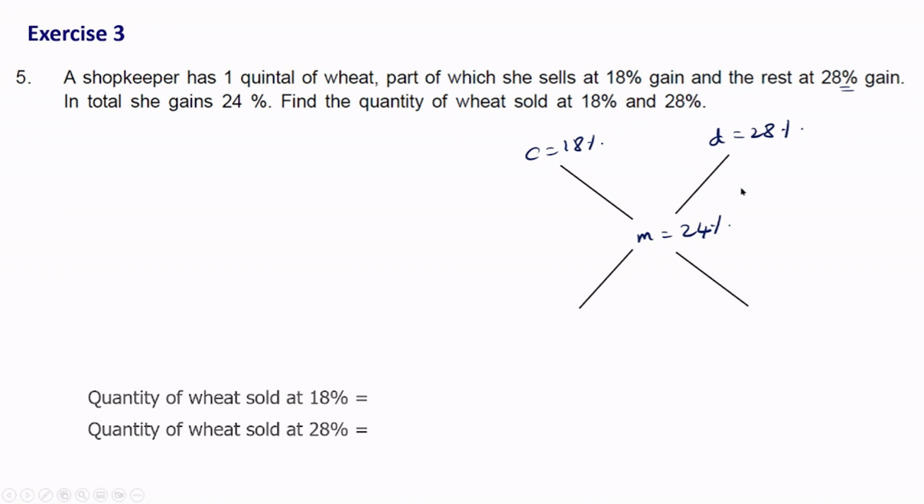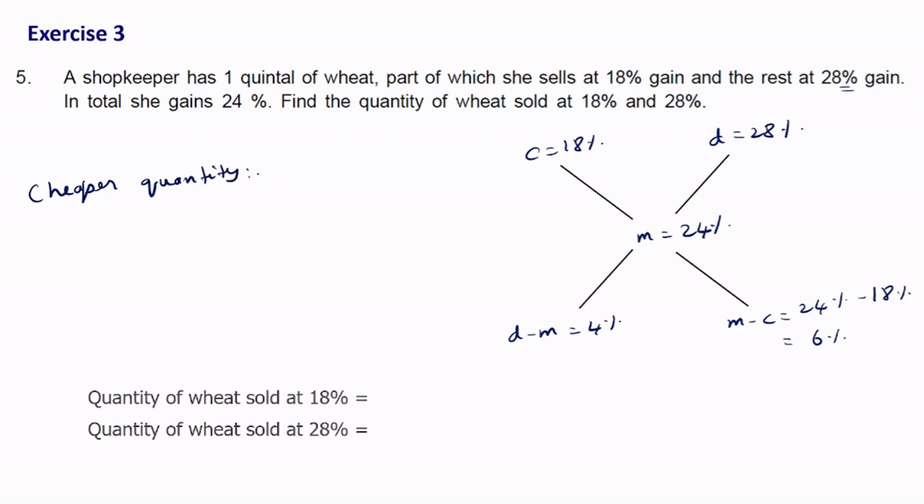So using this cross, here we have D minus M, which is 4%, and here we have M minus C, which is 24% minus 18%. So it is 6%. So cheaper quantity is to dearer quantity.